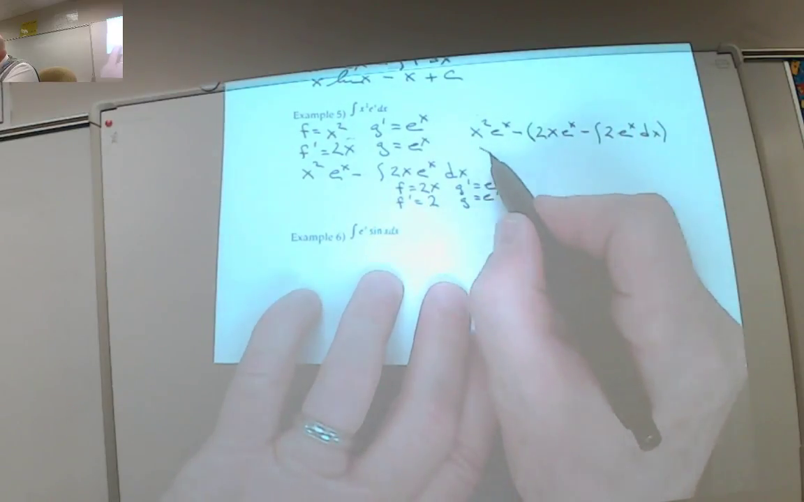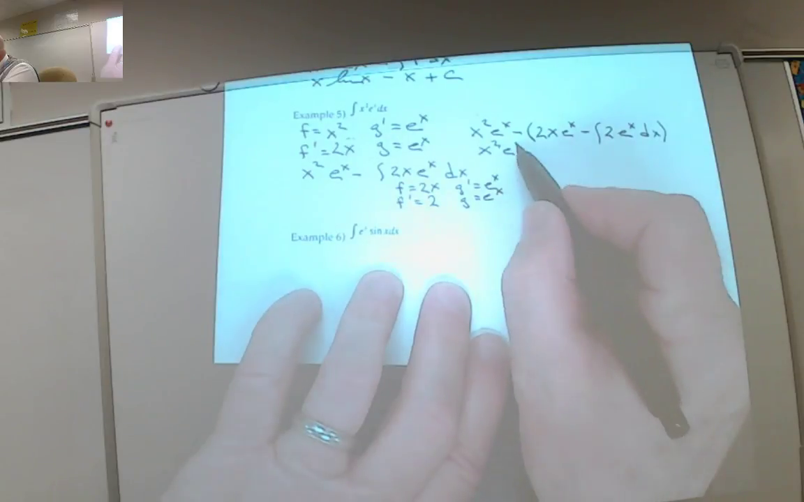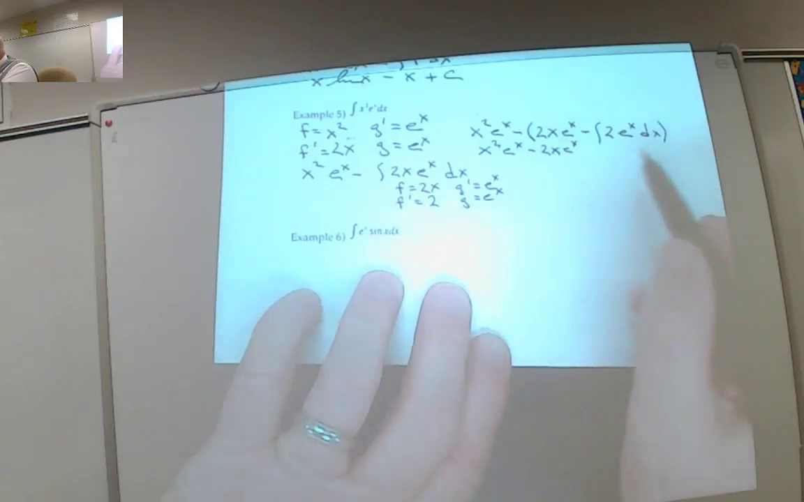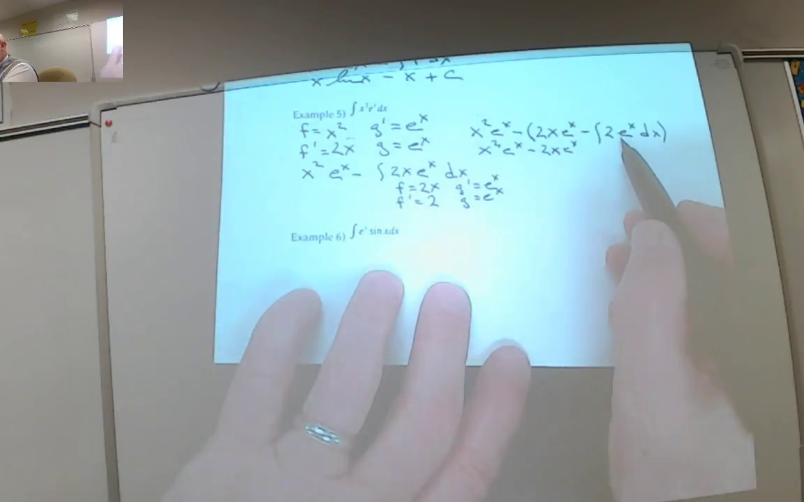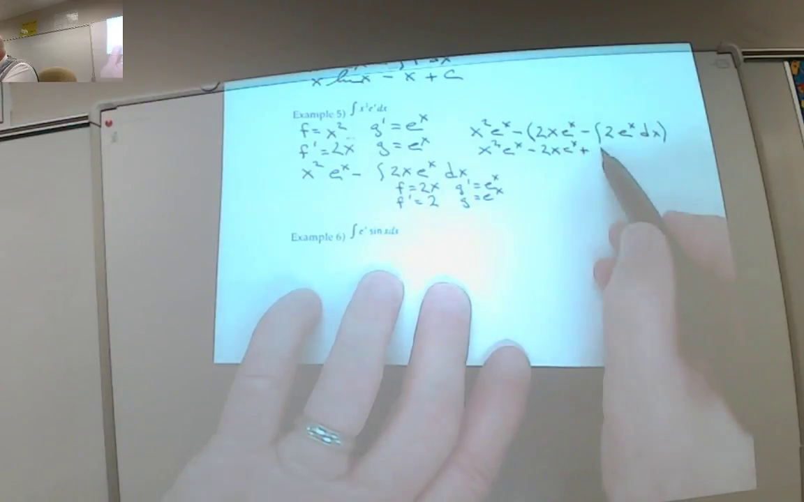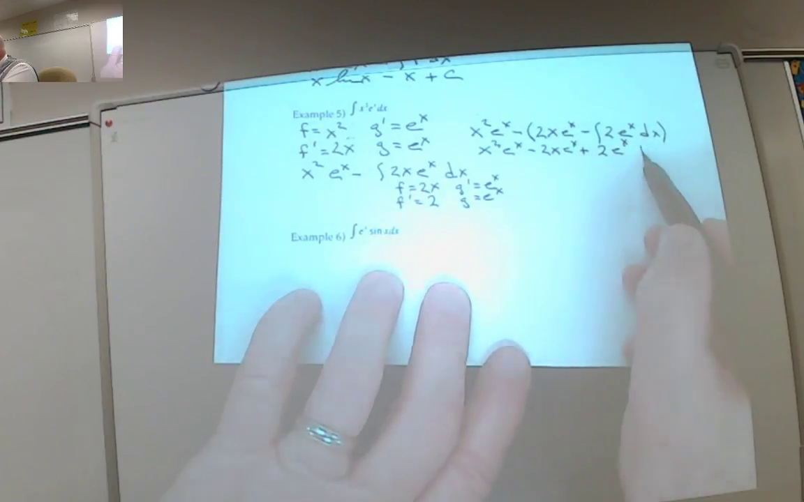So this is going to give me x squared e to the x minus 2x e to the x. What's the antiderivative of this? I don't know. Okay, what's the antiderivative of e to the x? E to the x. So if I'm multiplying by 2, it's just going to be 2 e to the x. So this is a negative, this is a negative, it's going to be plus 2 e to the x plus c.